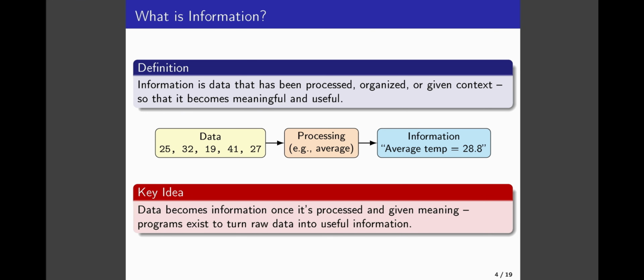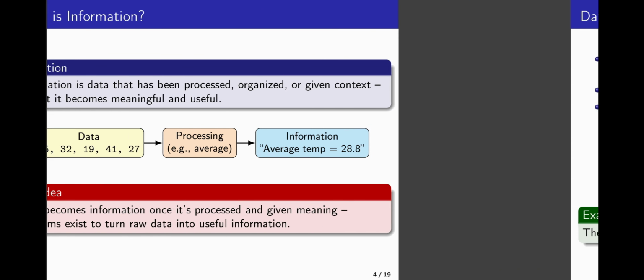Let's take those same numbers from before and actually do something with them. We start with our data: 25, 32, 19, 41, 27. We process it, in this case by calculating the average, and out the other end, we get information. Here, average temp equals 28.8. Suddenly those numbers actually mean something. What we need to remember here is that data becomes information once it's processed and given meaning. Honestly, that's the entire purpose of programming: turning raw data into meaningful, useful information.